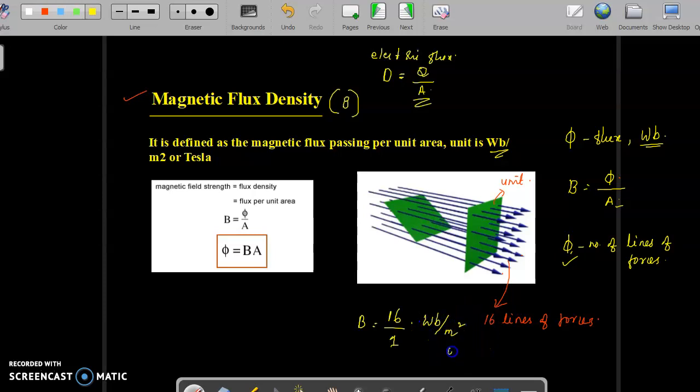The other way, we can describe the magnetic flux density in a different unit, that is Tesla. It is named after Nikola Tesla, who is also a famous scientist who contributed many theories and innovations to electrical engineering. There is a famous car named after Nikola Tesla, that is the Tesla.